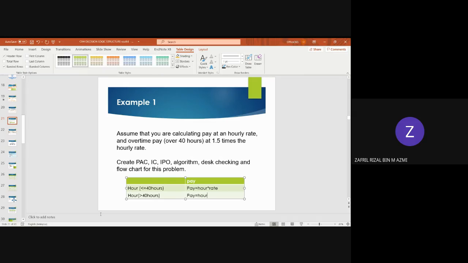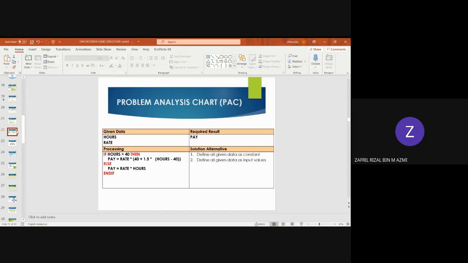Ada dah ni sebenarnya. If you go to the next slide, this one, this is the calculation. Hopefully you can understand this. Okay, 40 is the maximum without overtime. So you can work for 40 hours, and this will be considered as the normal rate. Then you plus 1.5, which is the rate for overtime, times by how many hours you work overtime.